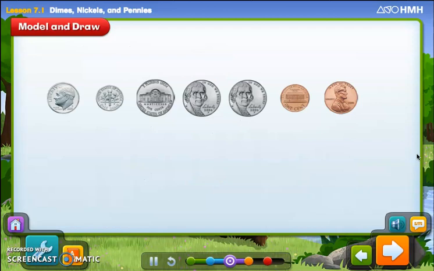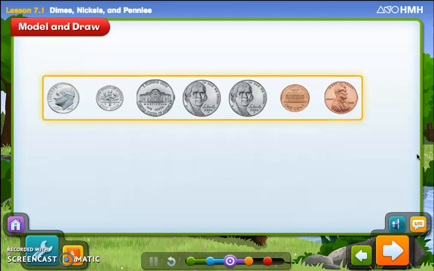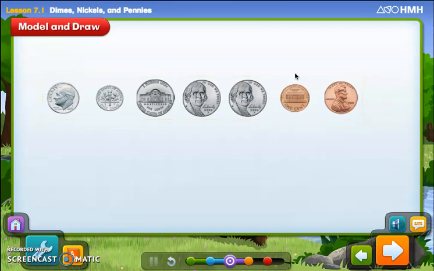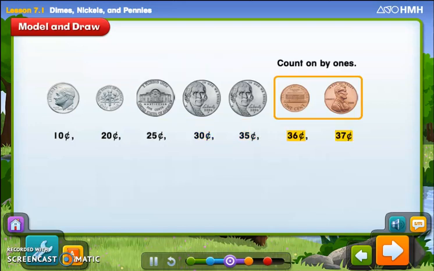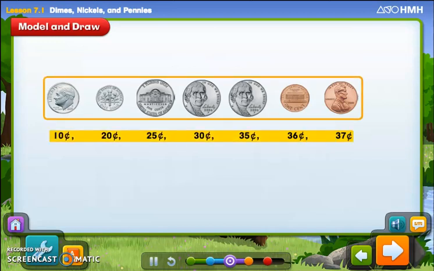Here's another row of coins. There's more than one type of coin in this row. How would you count these coins? Let's see. Count the dimes by tens. Then count on the nickels by fives. Then count on the pennies by ones. You started with the value of the coin on the left and counted on the value of each coin in the row.